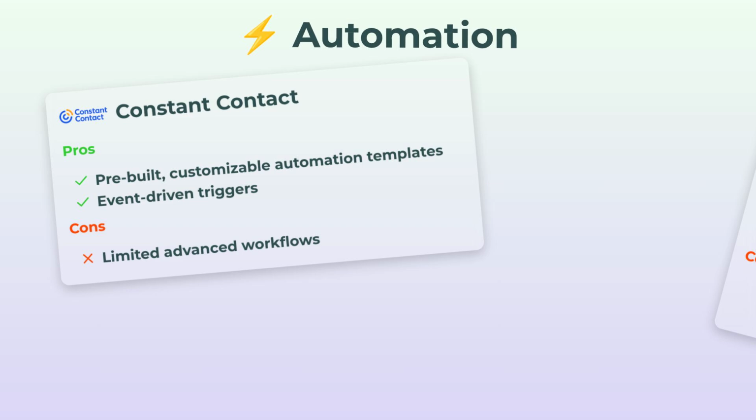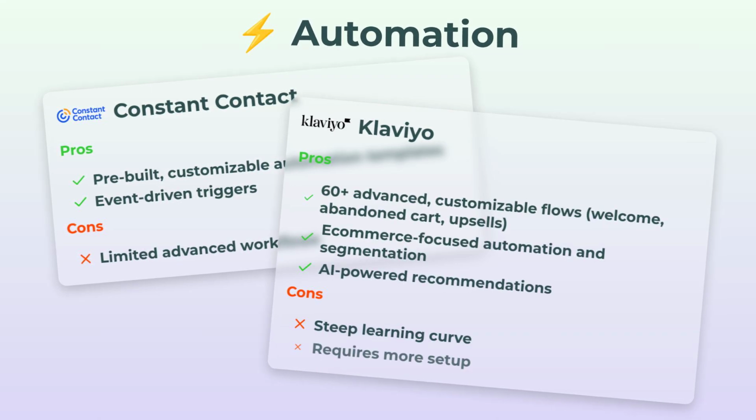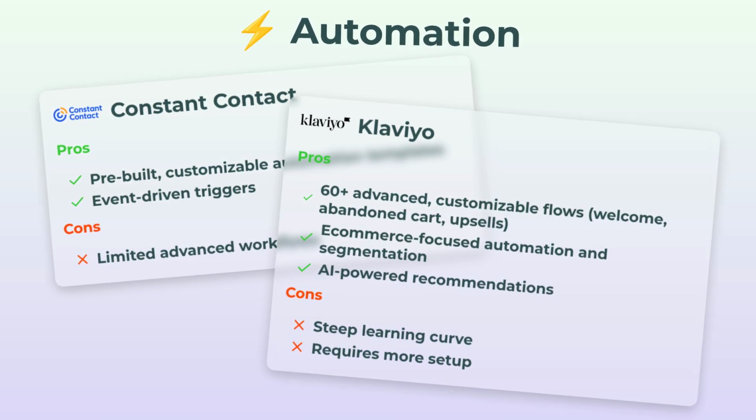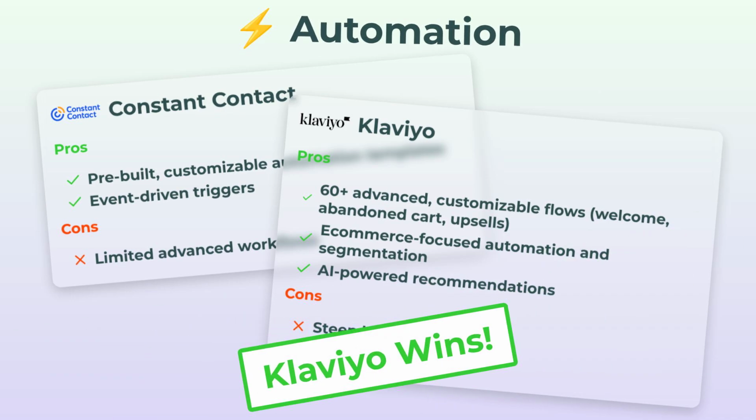Now, Klaviyo, this is where they shine. Over 60 advanced flows. Welcome, abandoned cart, upsells, they've got it all. Tons of automation options, segmentation, and even AI-powered recommendations. The flip side, the setup's a bit more technical. And yeah, expect a learning curve. But if you want powerful, tailored automations, Klaviyo is the winner here.